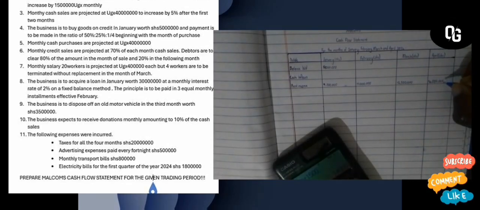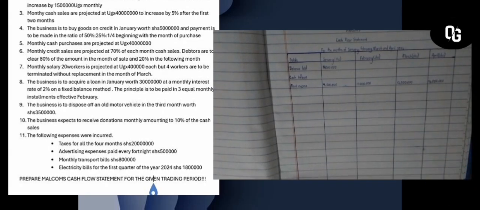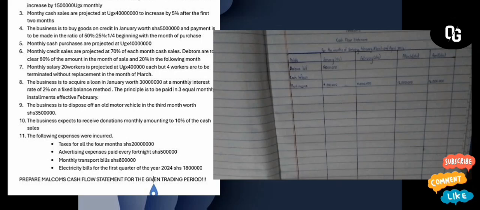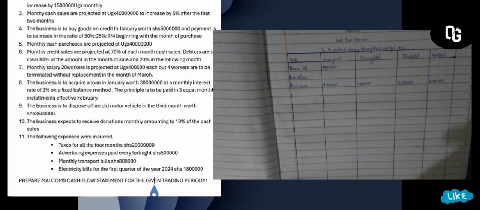So that is the very first cash inflow as rent income. That is the first transaction. So we move on to the second transaction.